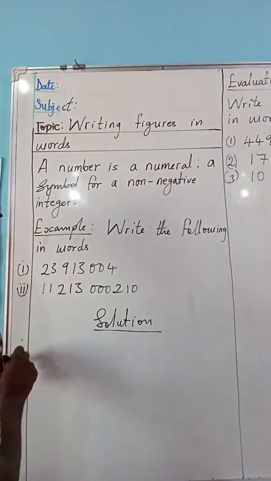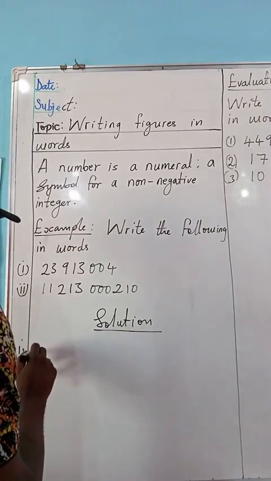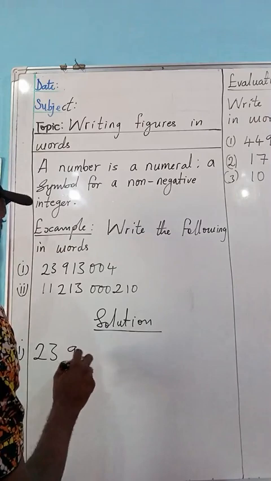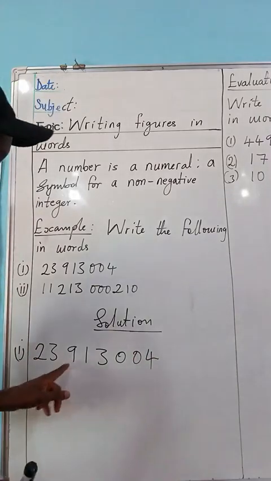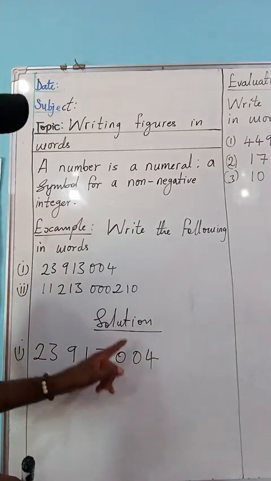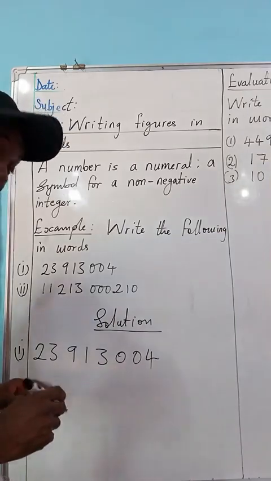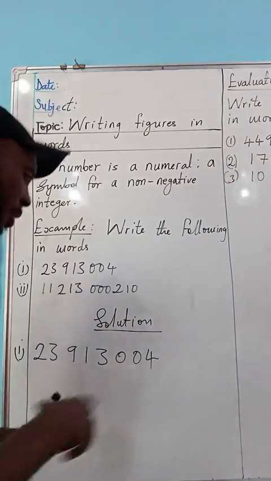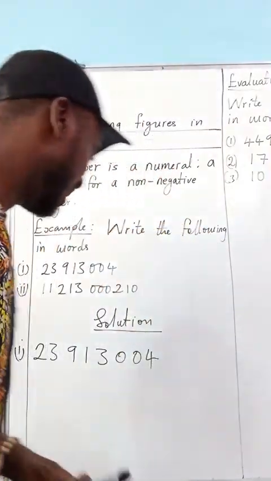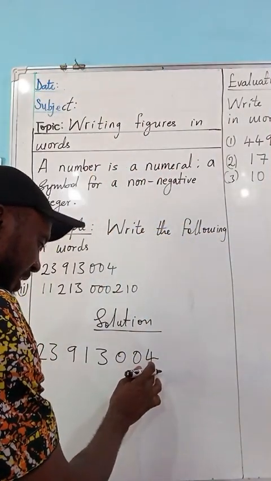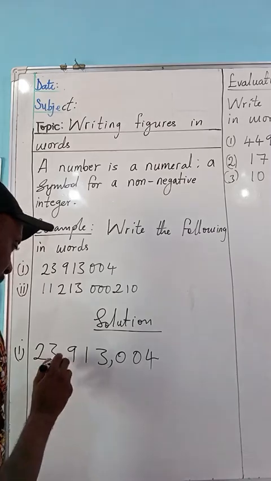So when you are writing it in words, we have 23,913,004. Now, all this number has place value. But first, what we're going to do, we're going to split them into 3, starting from the unit side. We have 1, 2, 3, you split. 1, 2, 3, you split.